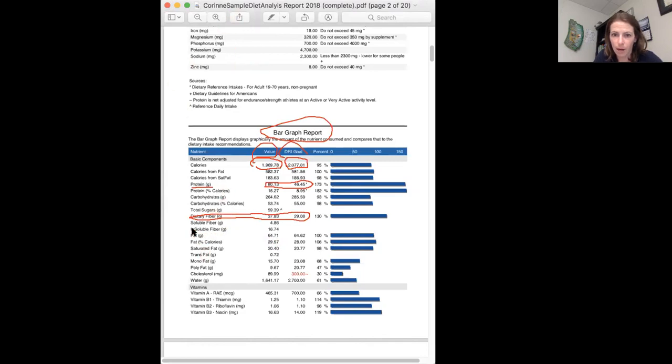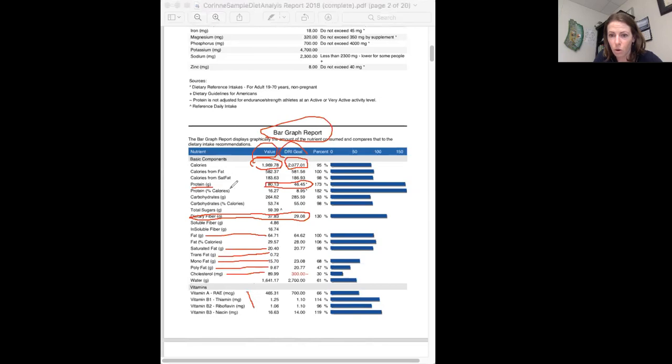Yeah, fat in grams. Fat in grams right here. What you intaked versus what you're supposed to. Saturated fat in grams. Trans fat in grams. Monounsaturated fat in grams. Polyunsaturated fat in grams. Cholesterol in milligrams, and then the different vitamins.